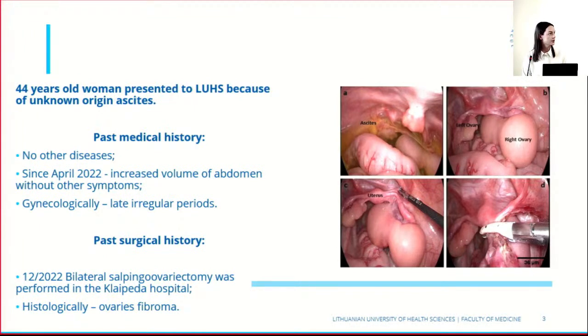Talking about past medical history, the patient was without any other diseases. The only complaint was that since April 2022, she noticed increased volume of the abdomen and late irregular periods. So she went to a gynecologist in Klaipėda, and after pelvic sonography was performed, they noticed that she had enlarged ovaries, and decided to perform a bilateral salpingo-oophorectomy. After the Klaipėda hospital pathologist examined the ovaries, they diagnosed the patient with ovarian fibroma, and she was discharged home.